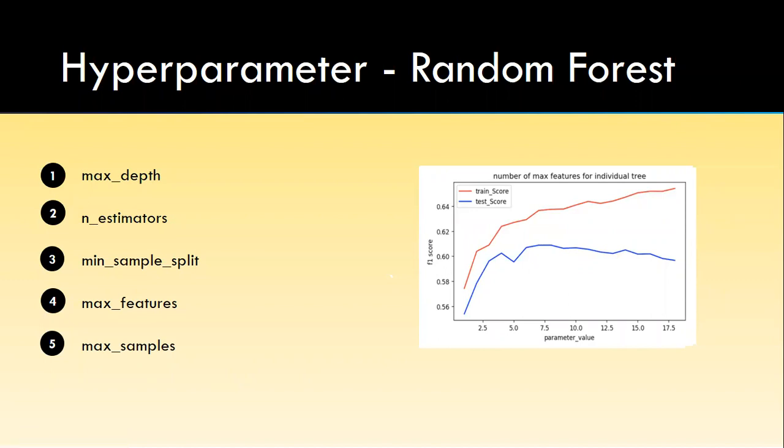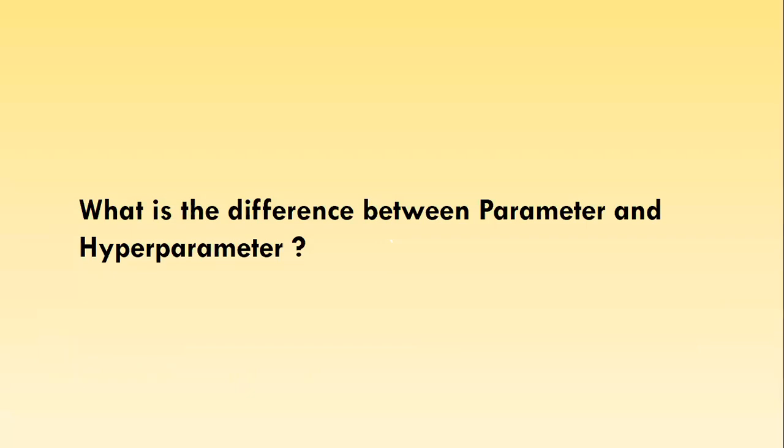Okay, so now the question is, what is the difference between parameter and hyperparameter? Can someone tell me what is the difference between these two? Parameter. Linear regression we discussed, logistic regression also we discussed. What is the difference? What is a parameter, first of all? Tell me.